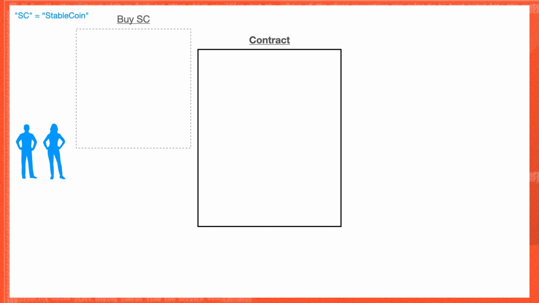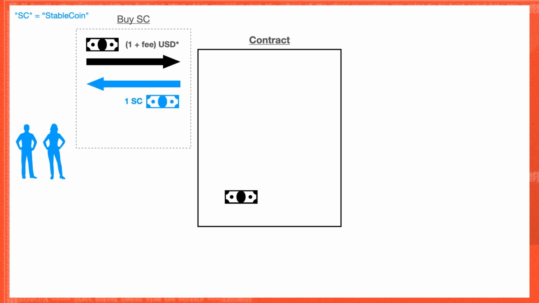So imagine that we have our smart contract, and we have some users interested in a stablecoin. One thing that the users might want to do is to buy stablecoins. And they can do that by interacting with the contract. So they send $1 USD to the contract. And the contract sends one stablecoin back to the user. So it mints the stablecoin and sends the stablecoin to the user.